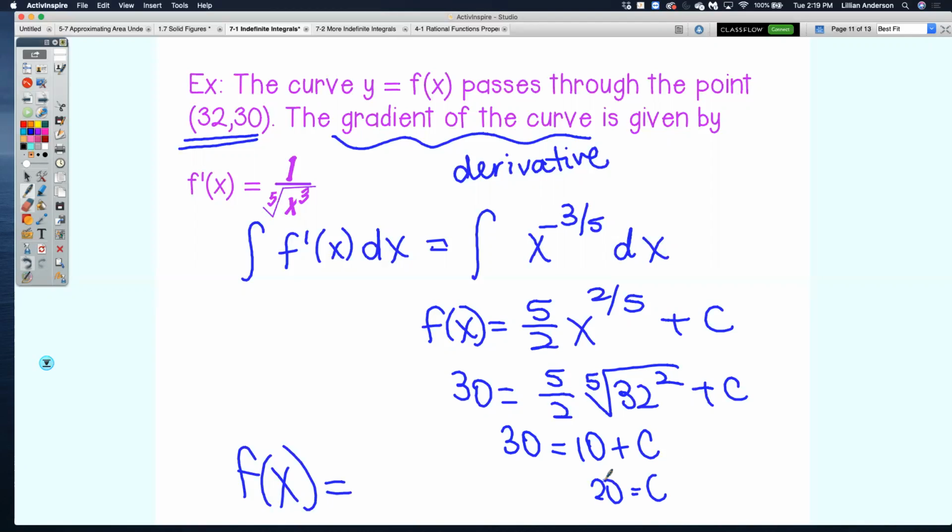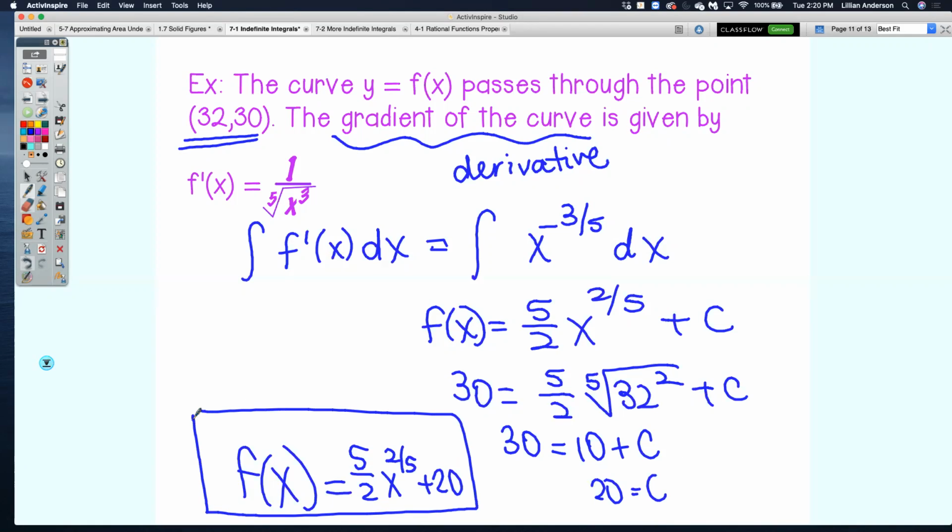And because of that, my function that represents this particular situation, where the antiderivative is 1 over the 5th root of x to the 3rd and passes through that point (32, 30), is 5/2 x to the 2/5 plus c.